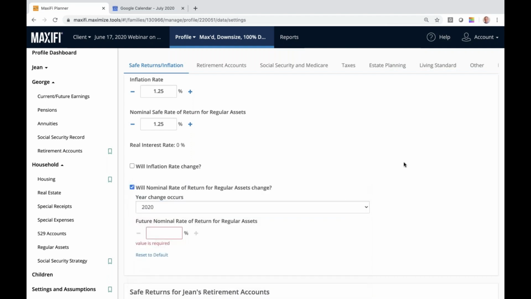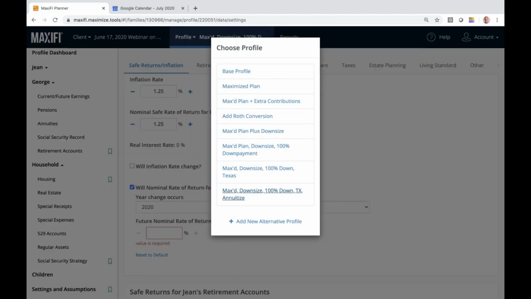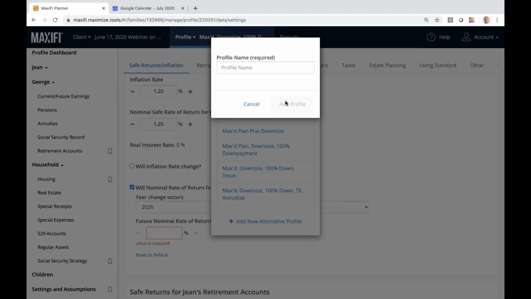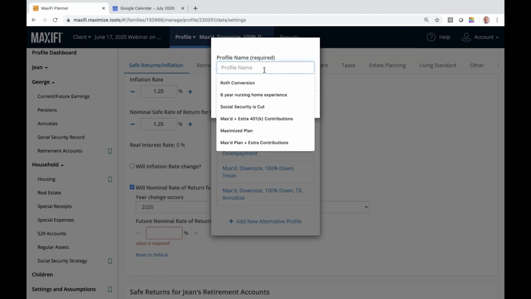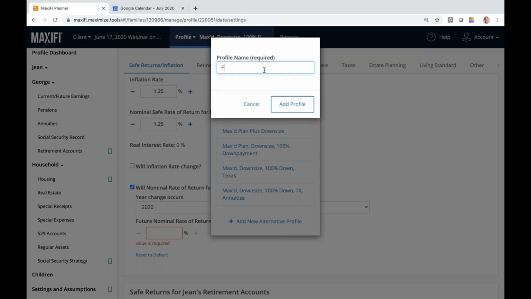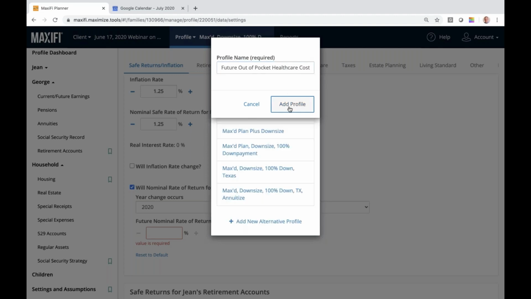What's the next question, Alex? Can you show the mechanics of how to actually start or create an alternative profile? What does that look like? Yeah, you just come down here to alternative profile, and you click in a name. Maybe you could call it future out-of-pocket healthcare costs. And then you'd add the profile.